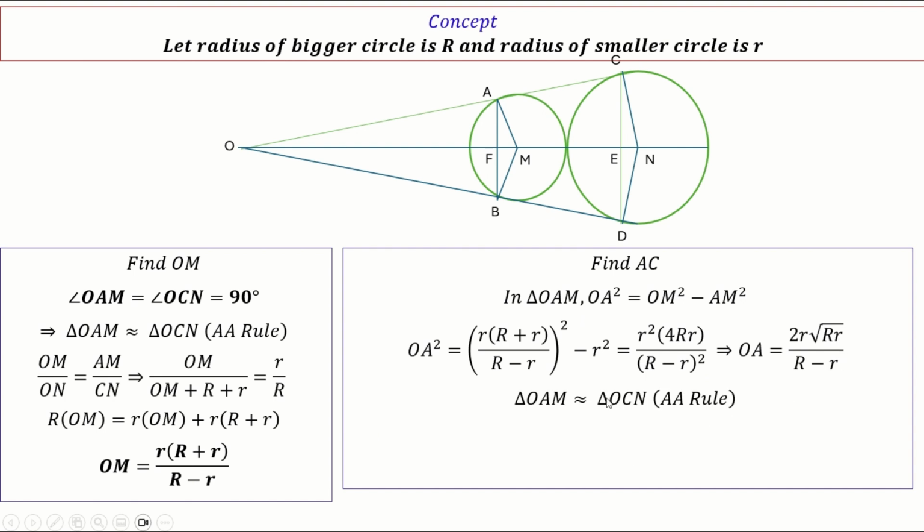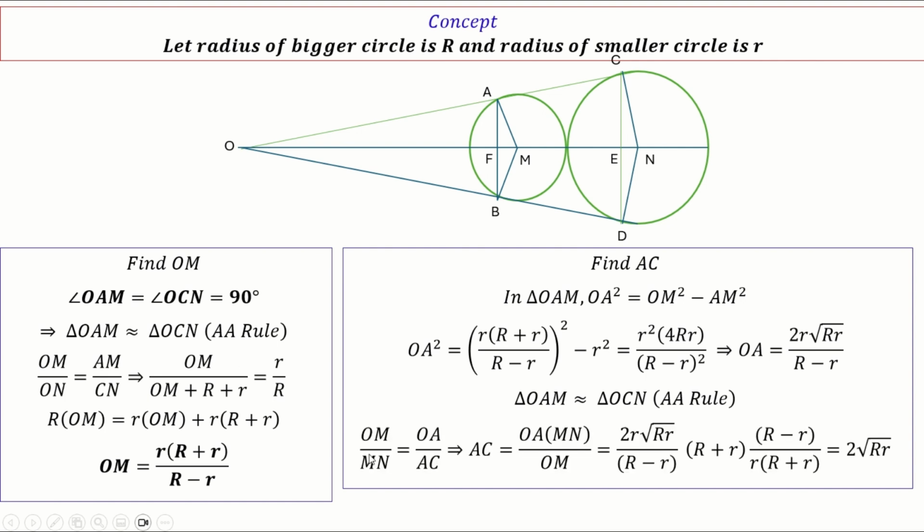And we know that OAM and OCN are similar triangles. Already we have seen this. So OM by MN equals OA by AC. From this you can derive AC, which will come to 2 square root of capital R small r. So note down these two values. These two values are useful for us. We will substitute these values into the problem and then solve that problem.